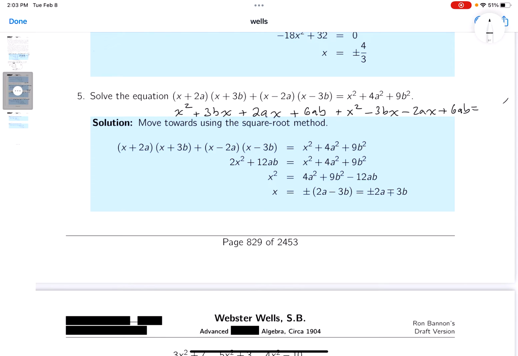And what's that equal to? Well, that x squared, got to jam it in there, 4a squared plus 9b squared. So I'm going to simplify the left side, and I'm kind of looking at it, x squared, looks like 2x squared, right? I'll put that down. Well, that's not so bad. Let's look at the 3bx, and that's gone. That's good news. This is gone, more good news. And then I get plus 12ab.